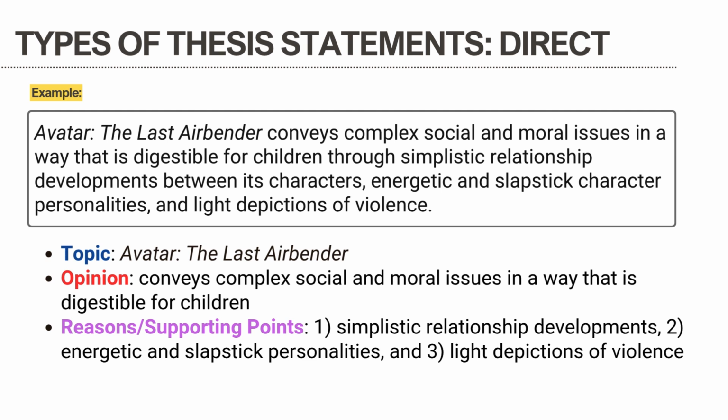Avatar The Last Airbender conveys complex social and moral issues in a way that is digestible for children through simplistic relationship developments between its characters, energetic and slapstick character personalities, and light depictions of violence. So when we break it down, we know that the direct thesis statement needs a topic, opinion, and reasons. So the topic is Avatar The Last Airbender. The writer's opinion is that the show conveys these complex issues in a way that children can easily understand. And here are the reasons that we have this opinion. So, one, the relationship developments are simple. Two, the characters are energetic and have slapstick personalities. And three, if there is violence, it is very light.